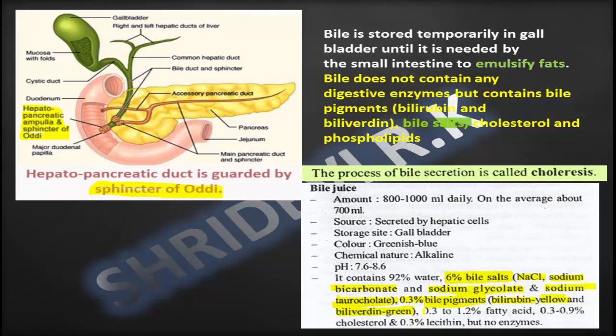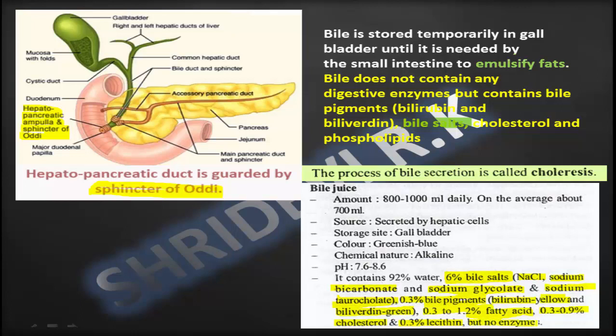Then 0.3 to 1.2% of fatty acid is present. And 0.3 to 0.9% cholesterol. See, look at the percentage of cholesterol. 0.3 to 0.9% of cholesterol is present within the bile juice. 0.3% lecithin.